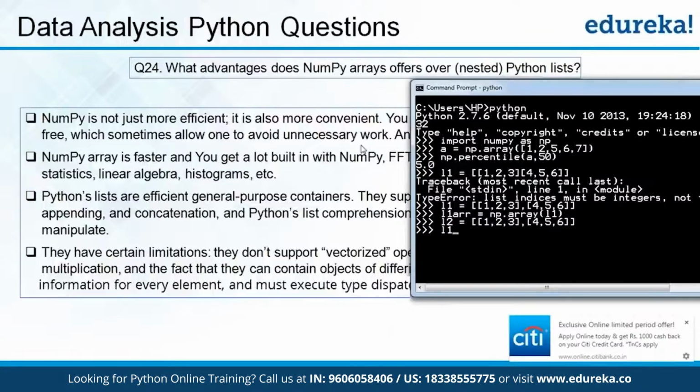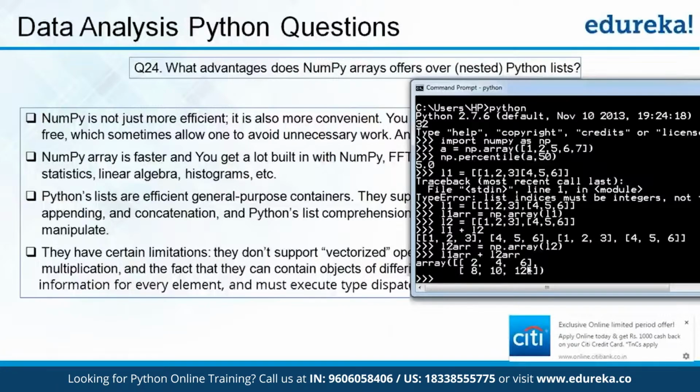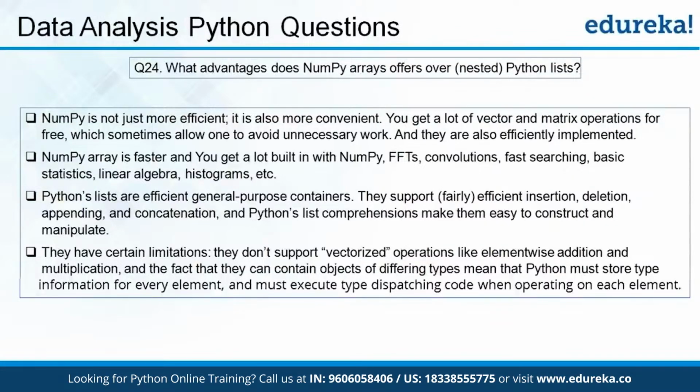Now if you do L1 plus L2, say you want to add items of L1 to L2, so 1 plus 1, 2 plus 2, 3 plus 3, 4 plus 4, 5 plus 5 and 6 plus 6. L1 plus L2 regularly would give you something like this, but if you create an array with a NumPy array, this is what would happen. L1 arr plus L2 arr would give you 2 4 6 8 10 12. Does that answer one of your questions, Roma? So this is one of the examples. You get a lot of vector and matrix operations, so that you can avoid unnecessary work of recreating those vector operations. NumPy array is faster. You get a lot built in with NumPy: FFTs, convolution, searching, linear algebra, histograms, etc. You've got a whole lot of stuff which is included.